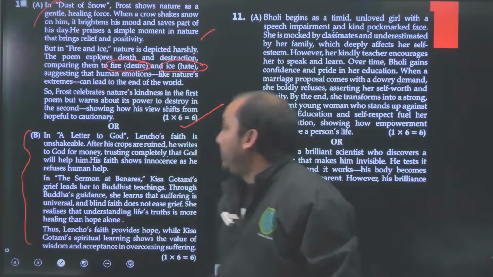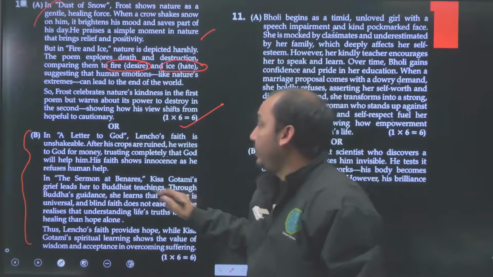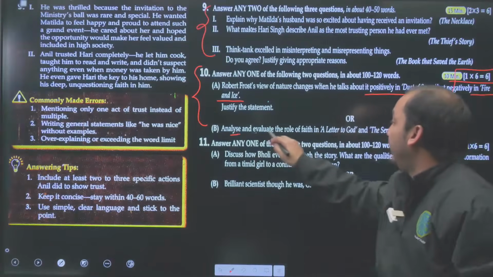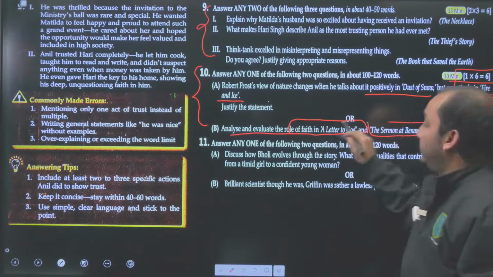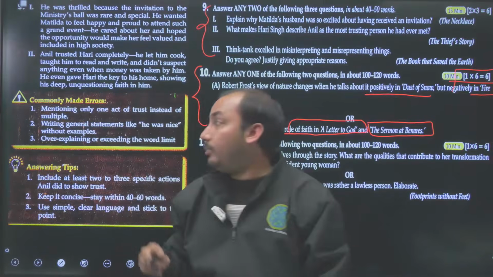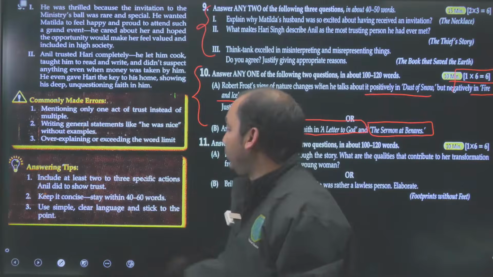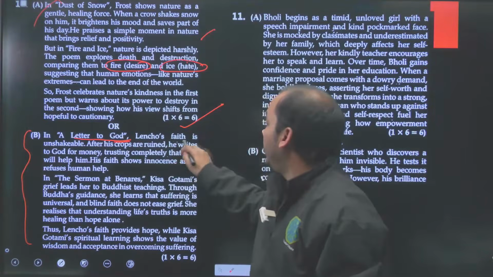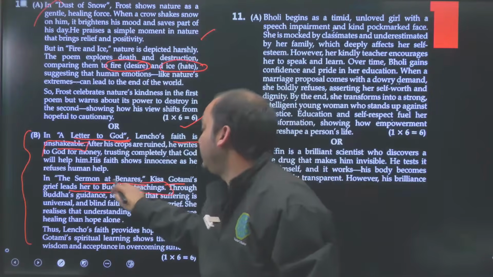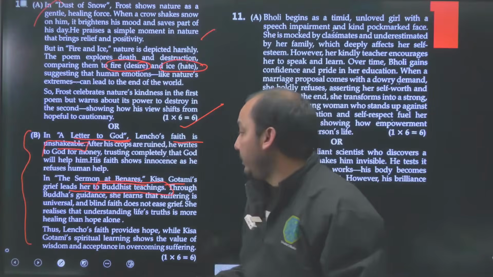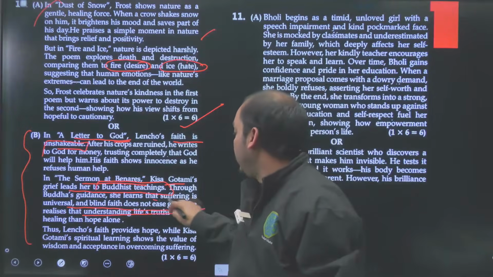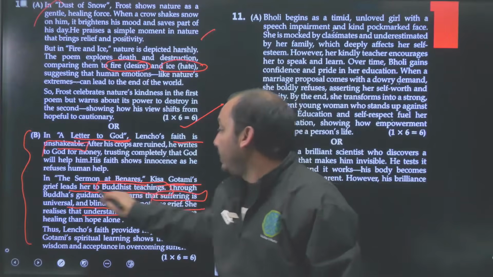Now see, option B. Here you have to choose any one of them, not both of them. A Letter to God. The question was given from 2 chapters: role of faith in A Letter to God and The Sermon at Banaras. Both were actually different. A Letter to God is a completely different type of faith from what we have seen in The Sermon at Banaras. Why? Because in A Letter to God, Lencho's faith is unshakable. And in The Sermon at Banaras, Kisa Gautami's grief leads her to Buddha's teachings. Means she got enlightenment, she got the truth of life that nothing can be changed.